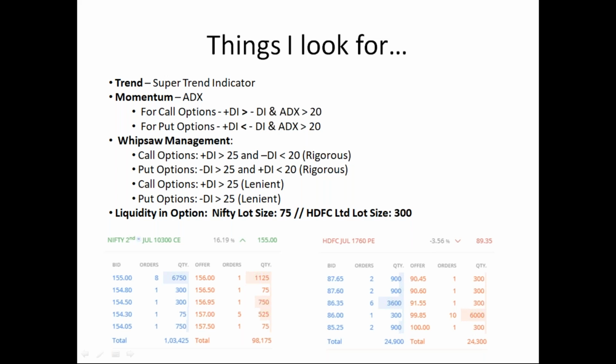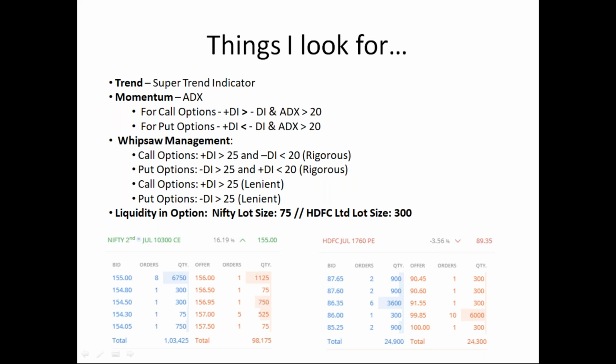So yes, the strategy basically deals with the trend. We will only be taking trades when our momentum and trend indicator are in sync. So for trend, what I do is I use the Super Trend indicator. This is something that I learned very recently. I was earlier only trading using ADX, ADX crossovers to be more specific, to take call and put options.